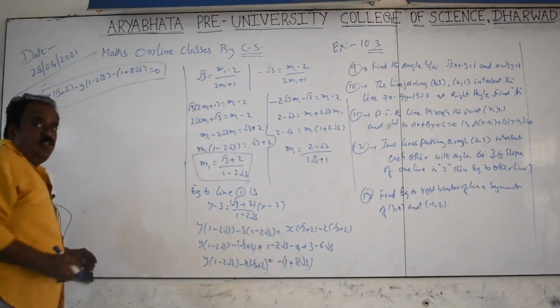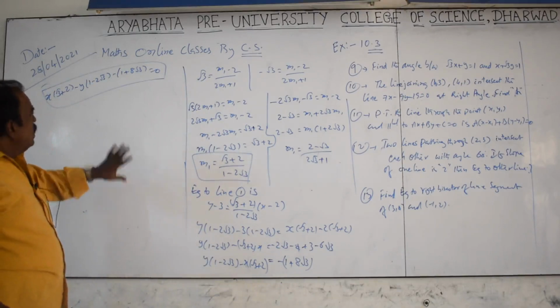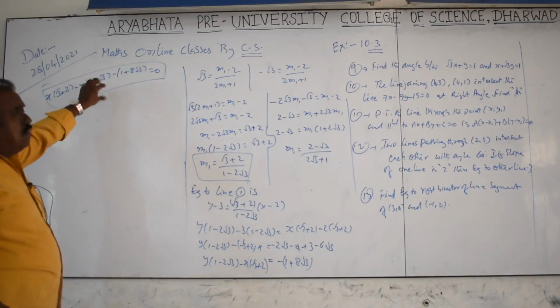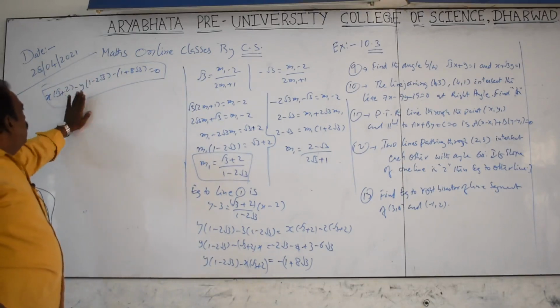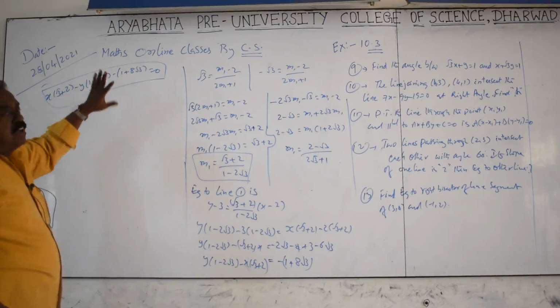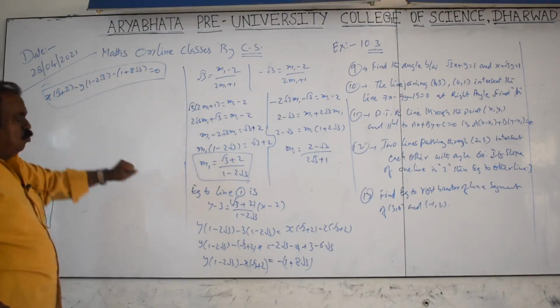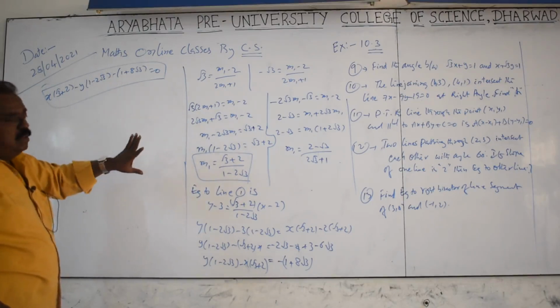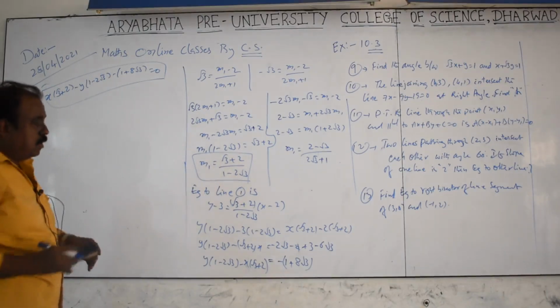Slowly, in the textbook, the answer may be in a different way. That means this root 3 can be taken as common, like that. Or otherwise, you simply do it like this one. No doubt, it is a correct one.